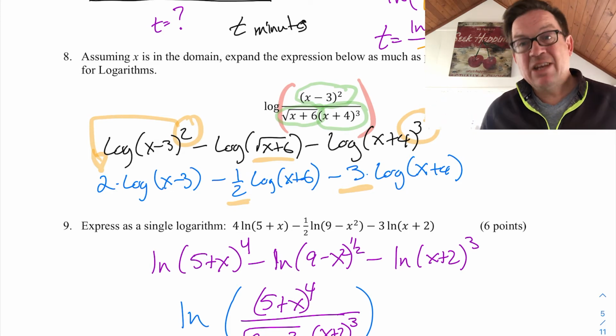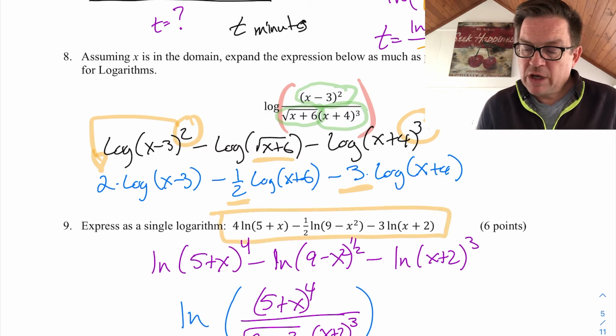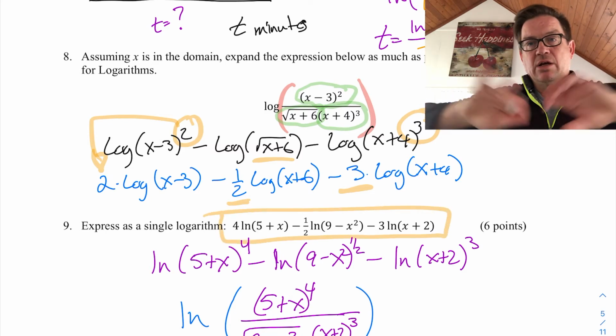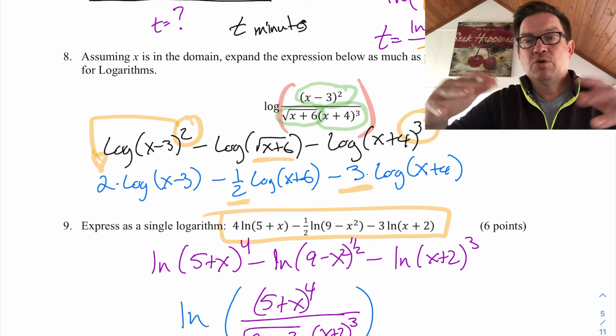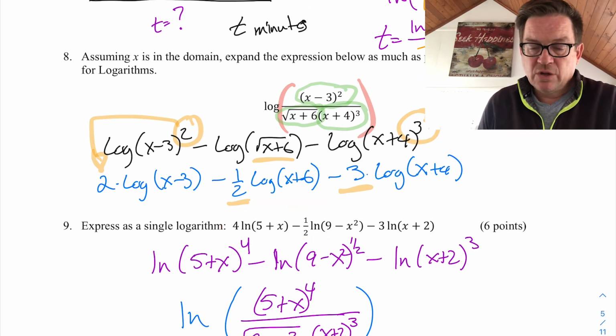Problem 9 was kind of the reverse problem, taking them when they're all spread out into simple logarithms and smushing them together, bringing the exponents inside and combining them into a single logarithm. So how does that work?